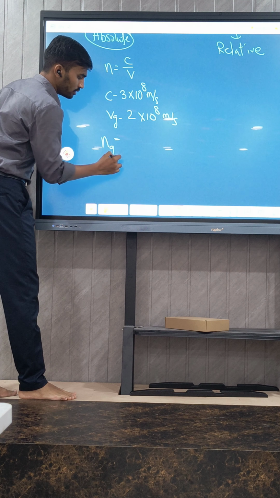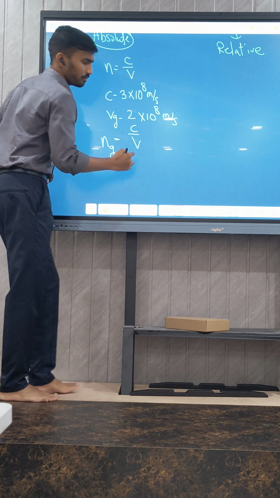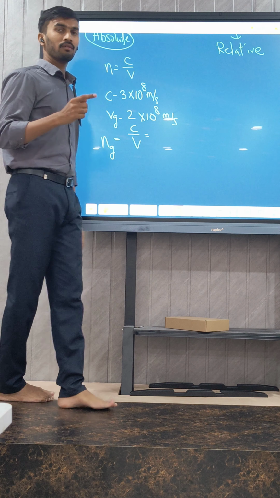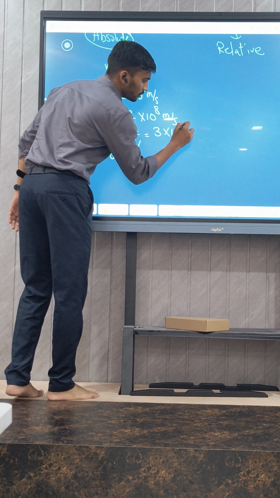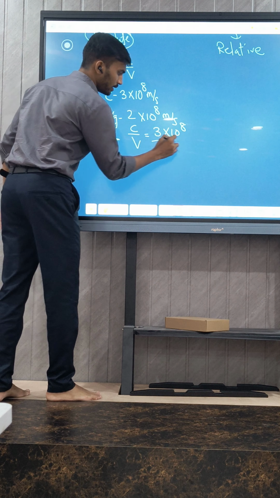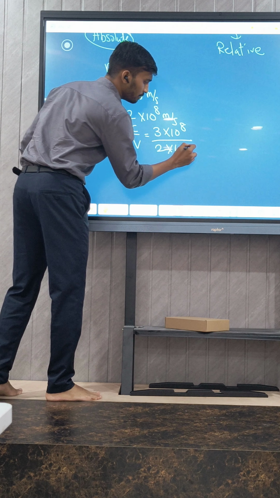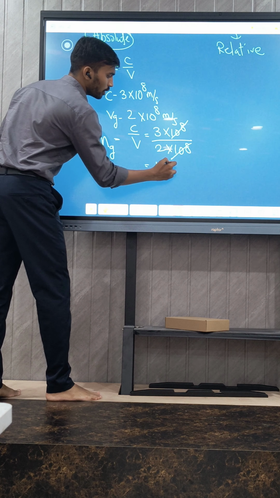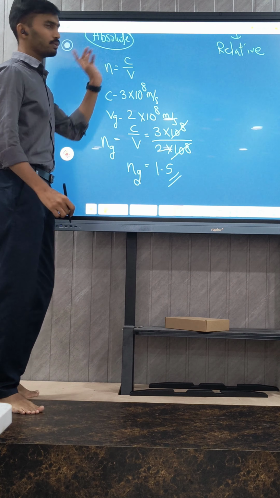If you want to write the refractive index of glass with respect to air, what is the equation? c by v. c is always a constant, the velocity of light in air: 3 into 10 to the power 8 meter per second, divided by the velocity of light in glass, 2 into 10 to the power 8 meter per second. The 10 to the power 8 cancels. 3 by 2 is 1.5. So 1.5 is the refractive index of glass with respect to air.